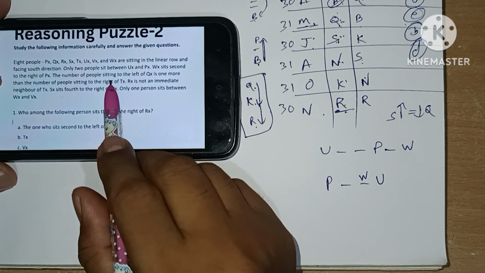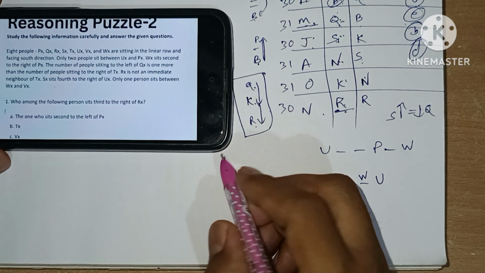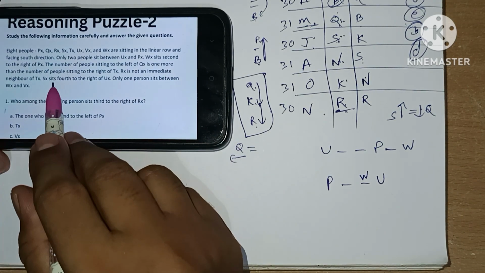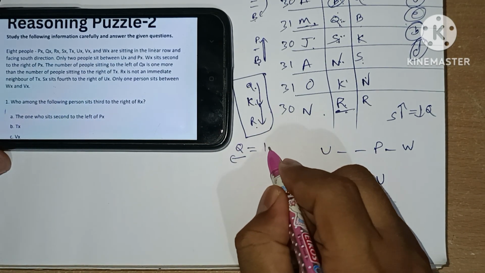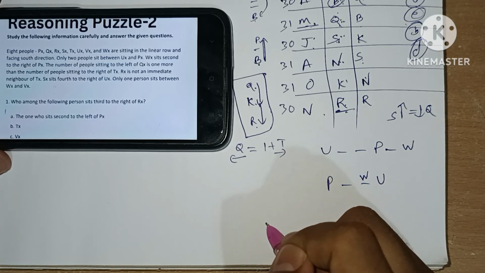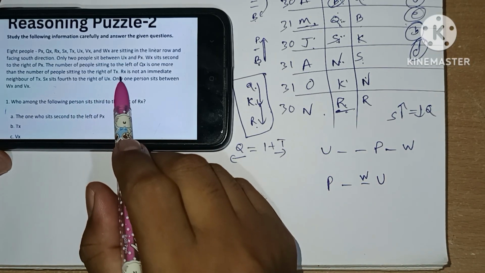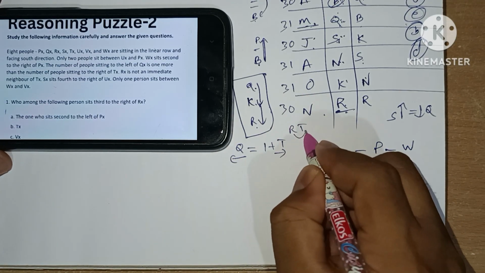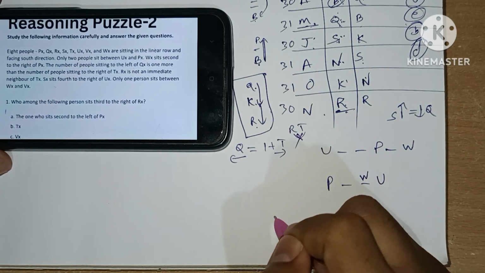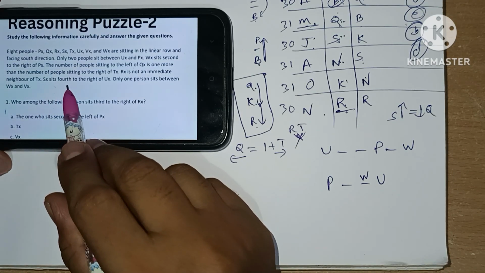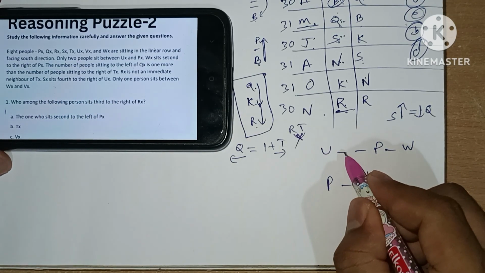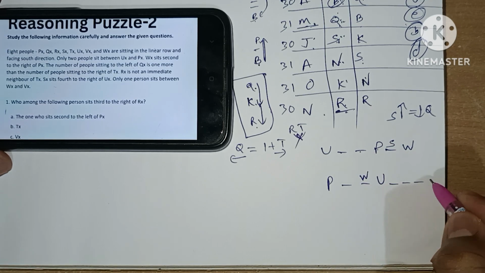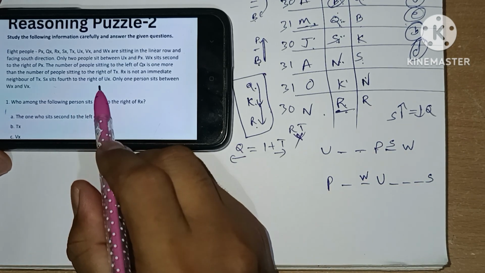The number of people sitting to the left of Q is 1 more than the number of people sitting to the right of T. 1 more than sitting right of T. R is not an immediate neighbor of T. So R and T are not immediate to each other. Next one. S sits fourth to the right of U. 1, 2, 3, fourth. This is the place for S. 1, 2, 3, S.